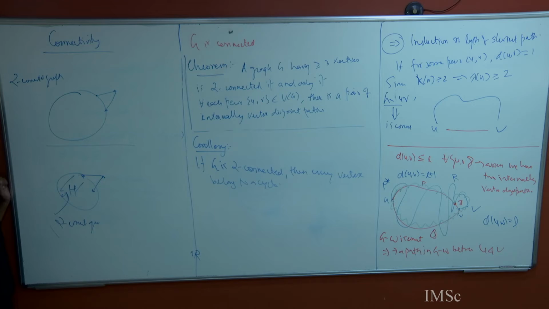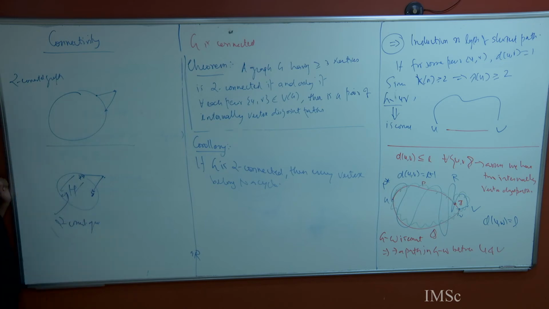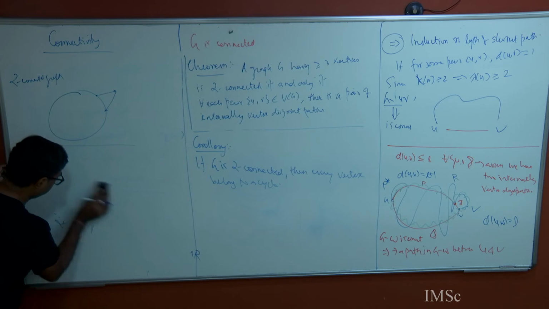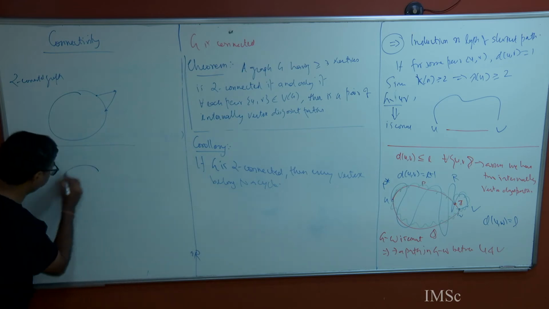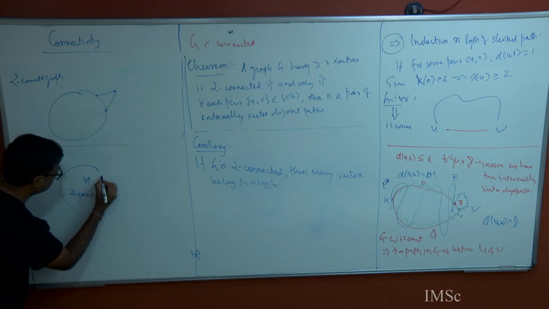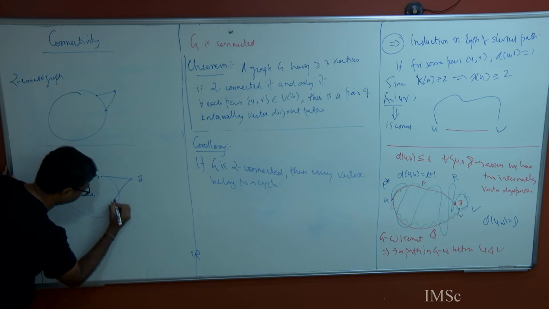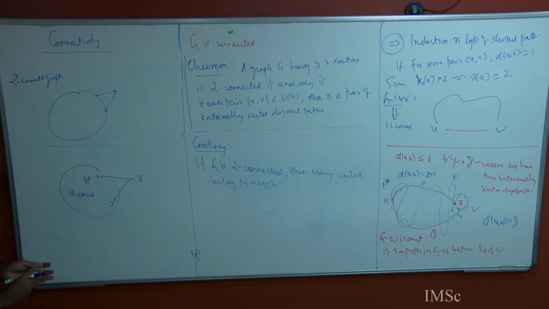Why? Suppose this is X and Y. There were two paths from every vertex to X. Okay, so here's my H, two connected. Now you picked two vertices X and Y and you added a Z like this. I want to show this still remains two connected.